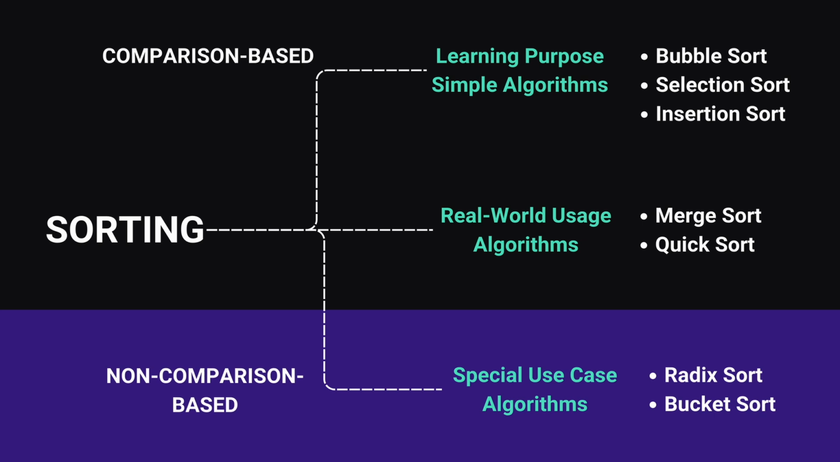Comparison-based algorithms sort elements by comparing them against each other to determine their relative order. On the other hand, non-comparative algorithms do not sort by comparing elements. Instead, they sort based on the numerical or bit-level properties of the elements.